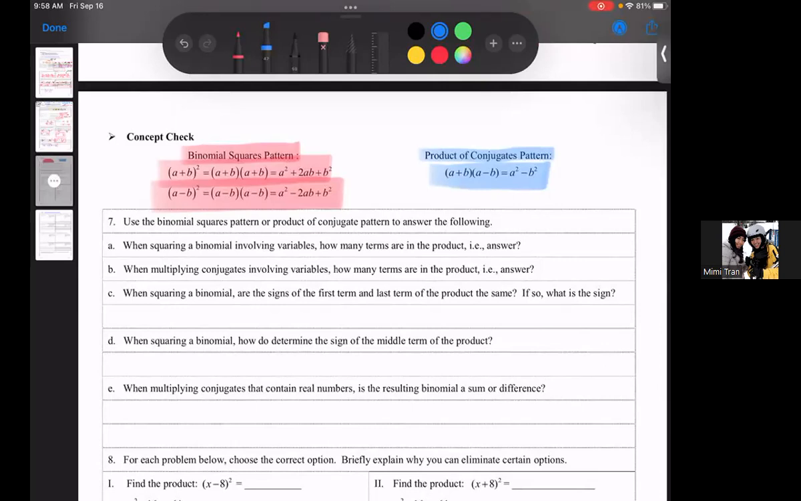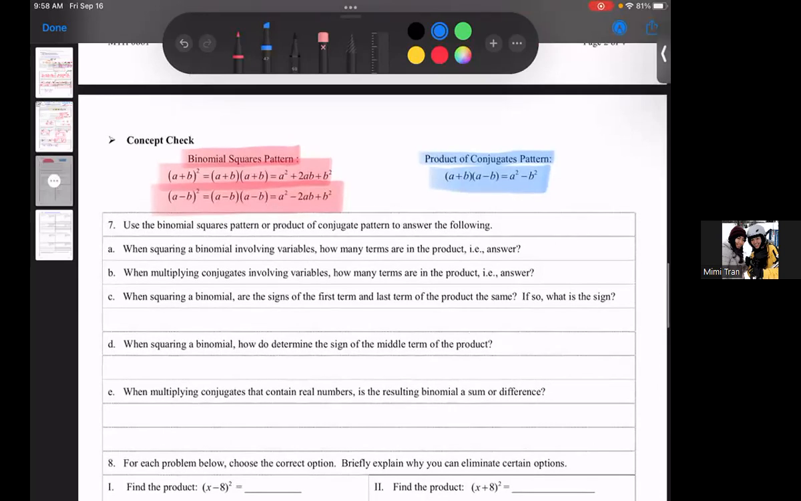All right, you good? Let me ask you a question. When squaring a binomial involving variables, how many terms are in the product? Three, very good, right? And by the way, that only happens if you're using the binomial square pattern.